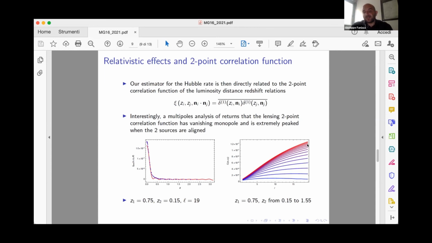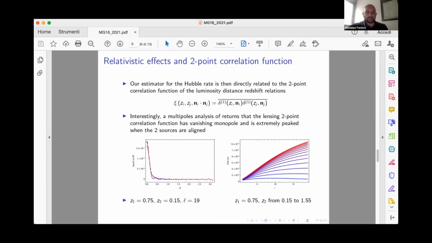luminosity distance redshift effect is sourced by five kinds of relativistic effects, which are, for instance, lensing, Doppler, time delay, and the local and integrated Sachs-Wolfe effects. But among all of them, not all take the same role in the estimation, and in particular, as we anticipated before, the two most important ones for this analysis are due to lensing and peculiar velocity terms.